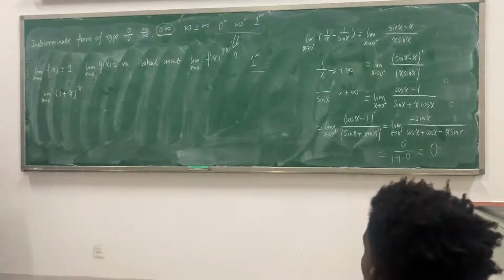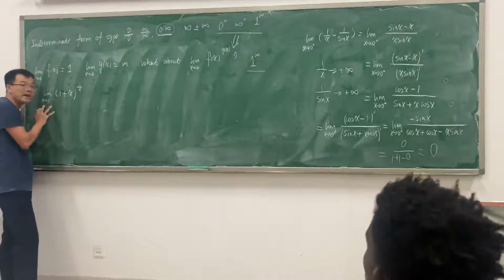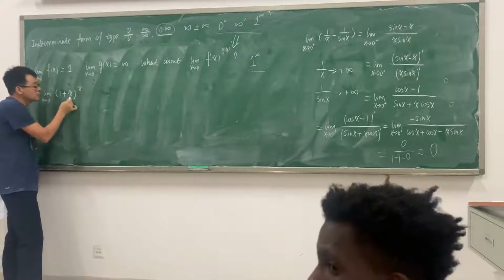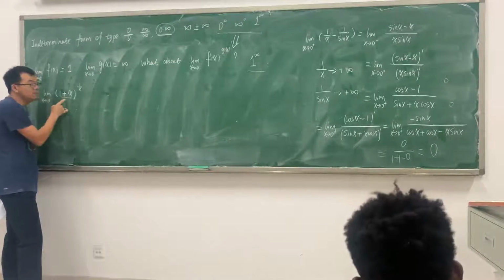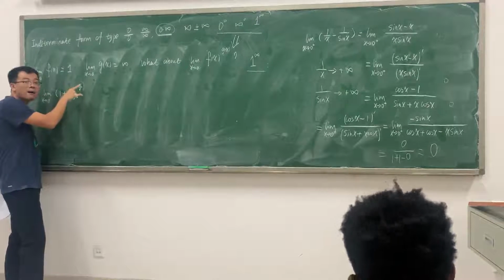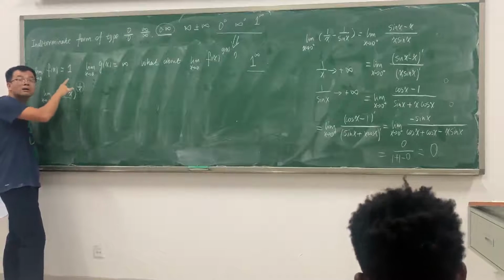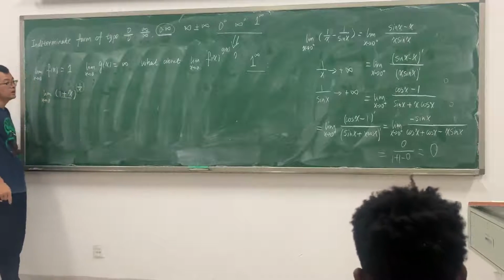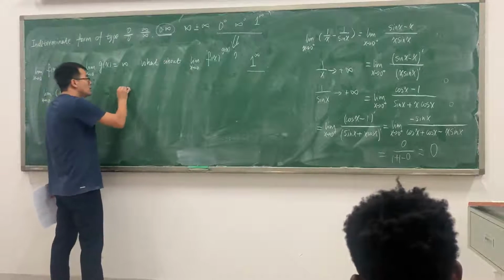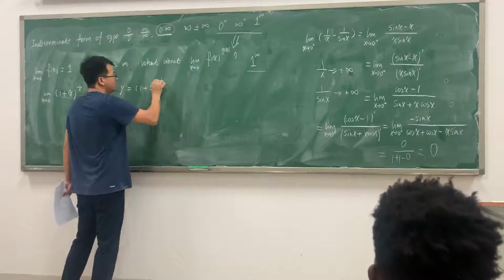Now we can see this limit. When x approaches 0, 1 plus x approaches 1, and this power 1 by x approaches infinity. So this is actually 1 to the power infinity. For this one, just keep in mind, we give a function y equal to (1 plus x) to the power 1 by x.